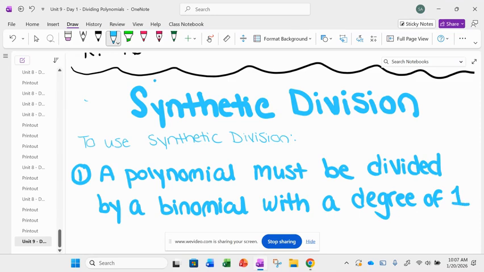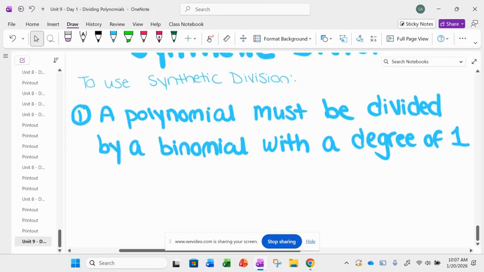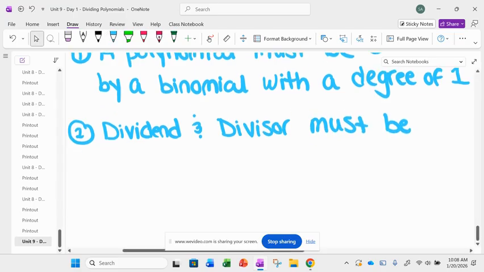What do I mean when I say the binomial must have a degree of 1? Exponent of x has to be 1. Good. The highest exponent of x has to be 1. So basically, it has to be an x with an exponent of 1 and a constant. I can't have anything other than that. All right, so it must be divided by a binomial with a degree of 1. We're going to say polynomial, or I should say dividend and divisor must be in descending order.